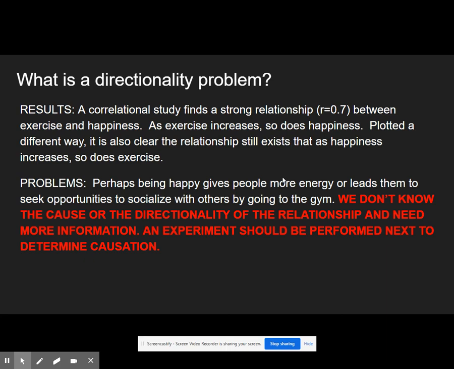We don't know what's driving the relationship, right? So this is called a directionality problem. Generally, whenever we don't know the direction of the relationship, we just need more information. So oftentimes, the psychologist would just perform an experiment in order to determine causation.